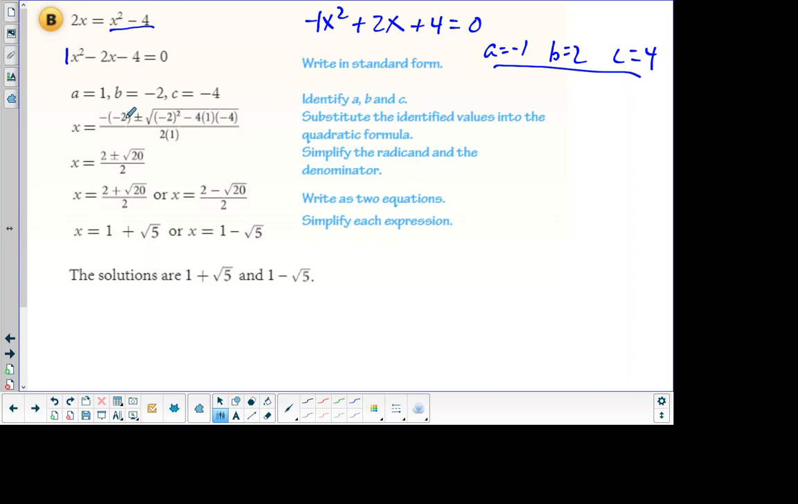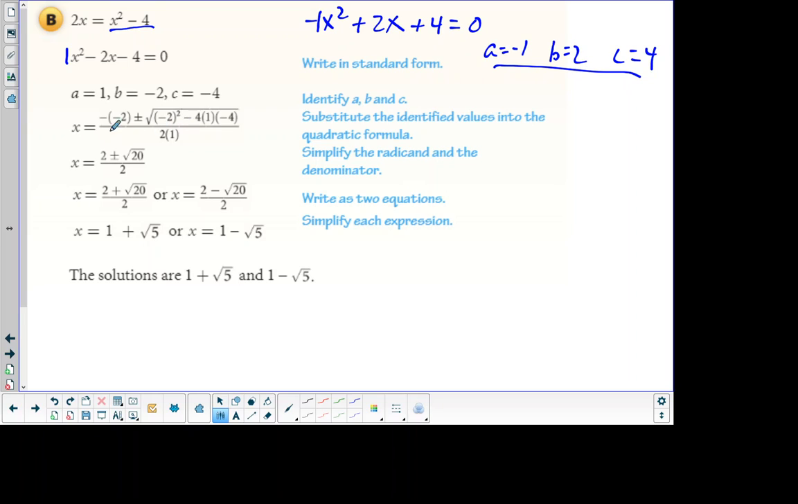So negative b value is negative 2, so it becomes negative of negative 2 plus or minus the square root of b squared minus 4ac. The b is negative 2, so negative 2 squared minus 4 times the a value, which is 1, and the c value, which is negative 4, all over 2 times a, and the a value is 1.